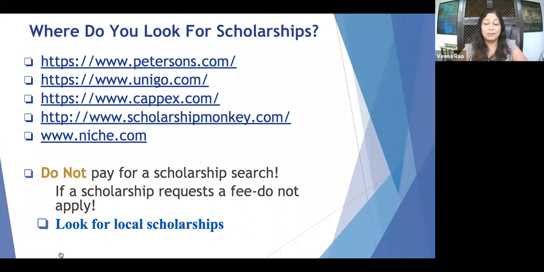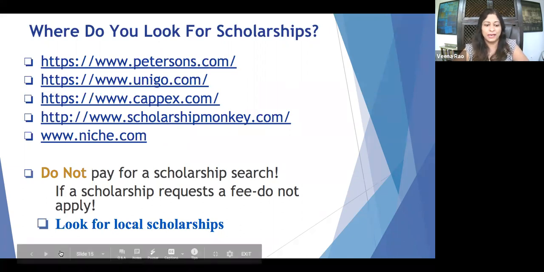And one of the things I'd recommend is that students look for local scholarships, because then the pool of candidates becomes smaller, and then you have a better shot of getting scholarship offers.